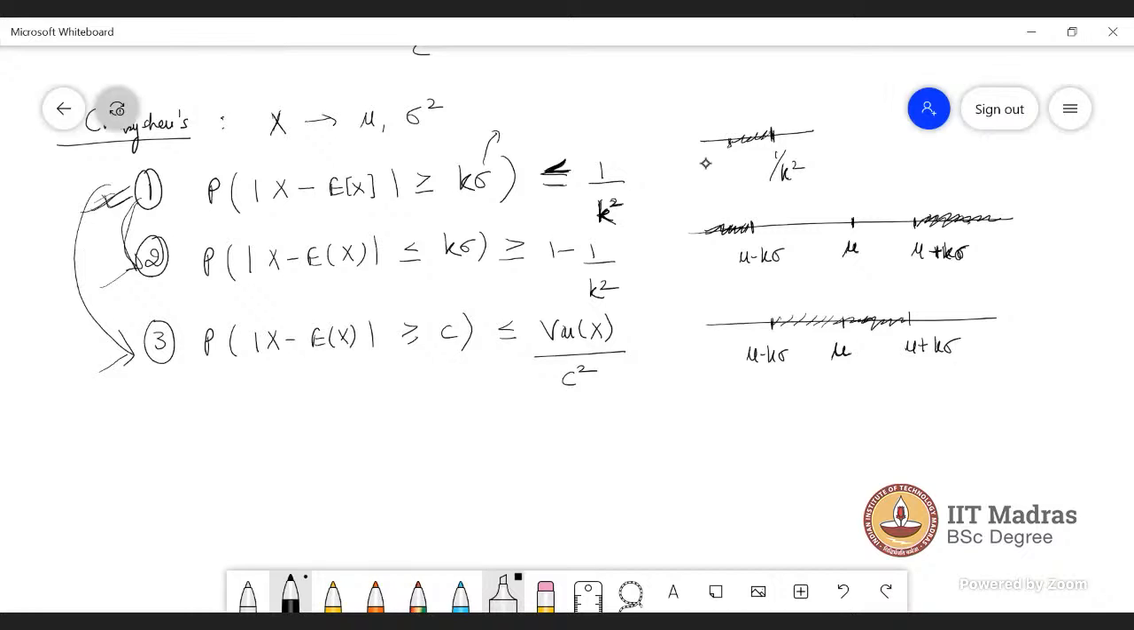In the second case, the probability is greater than or equal to 1 minus 1 by k square. So the probability that your random variable lies in this range should be at least 1 minus 1 by k square. So it gives you a lower bound.